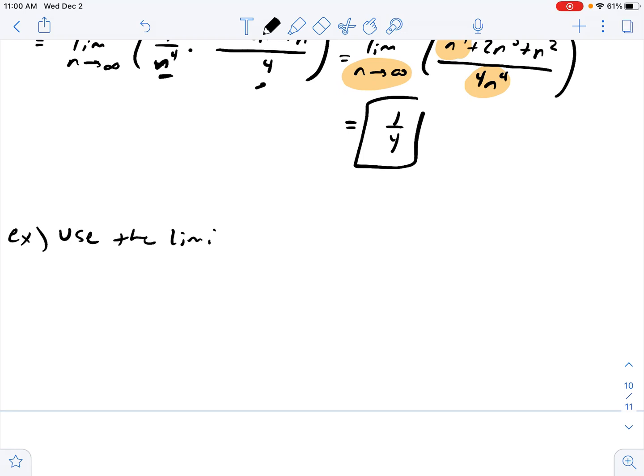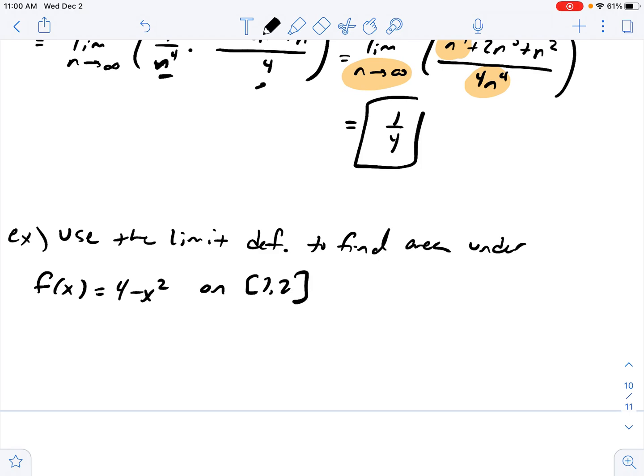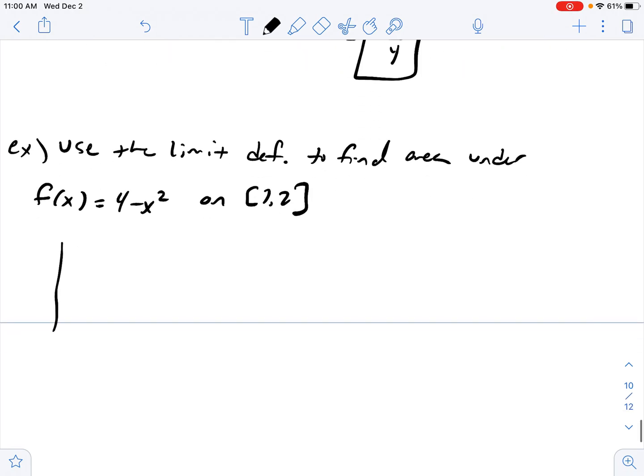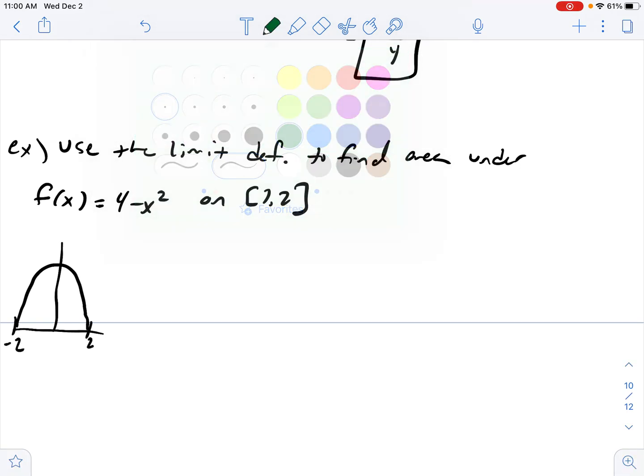Okay, but let's take a look at another example with x. Use the limit definition to find area under f of x equals 4 minus x squared on the interval 1, 2. Okay, so if we think about that, we've got this upside down parabola. The intercepts are at plus or minus 2. And I want the area from 1 to 2. So I'm basically looking at this chunk of area. Okay, we're going to find that area.